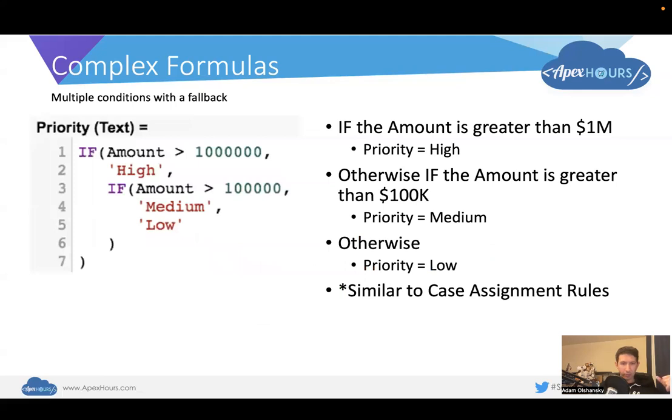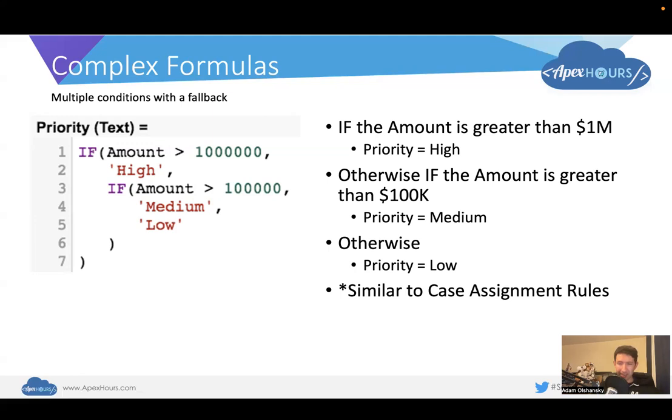All right, I think the last formula we're going to look at is this concept of multiple conditions with some sort of fallback. Right, so I might have a formula that says, all right, if the amount field of my opportunity is greater than $1 million, set the priority to high. If that's not true, let's go down to the next condition and say, okay, now, if the amount is greater than $100,000, let's set the priority to medium. If none of our conditions are true, that's fine. We'll set the priority to low.